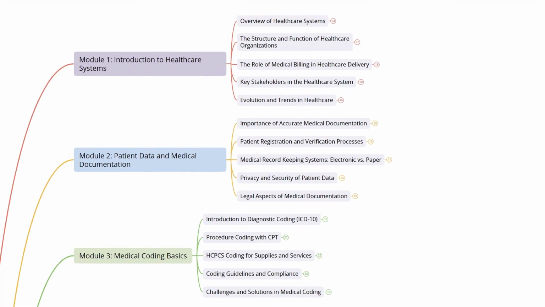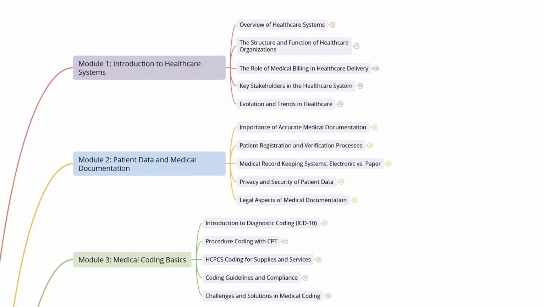Next, Module 2, patient data and medical documentation. Managing the critical assets. The next module is focusing on patient data management and medical documentation, which are pivotal for accurate billing and legal compliance.